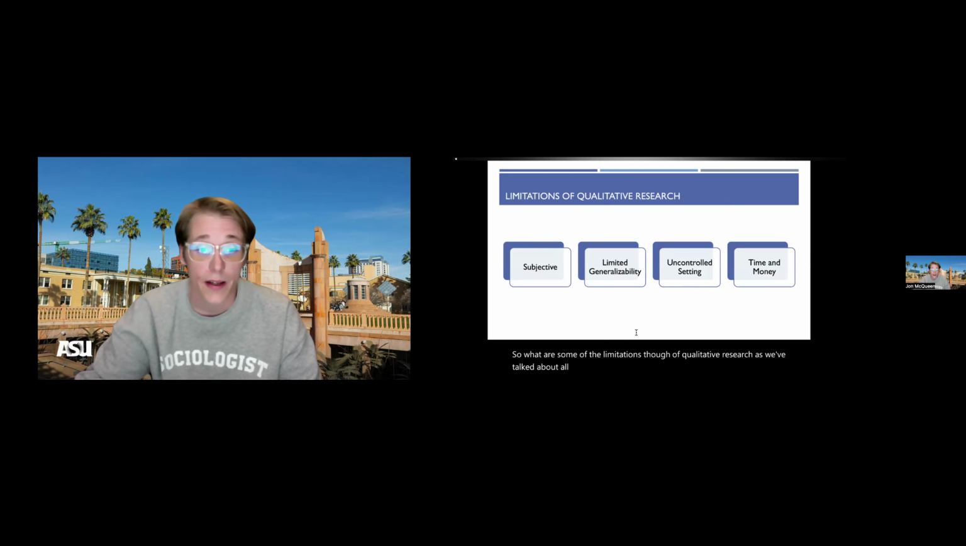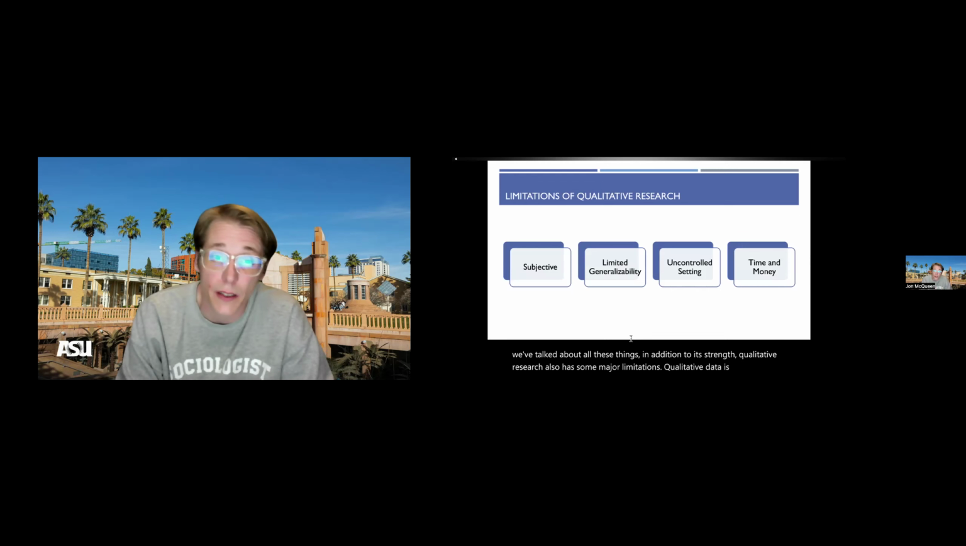In addition to its strengths, qualitative research also has some major limitations. Qualitative data is subjective, right? We're hearing the stories of people within the community, and they are the experts in that moment, but how are we interpreting? What are we seeing, and do our biases overstand it? Since researchers create codes and analyze the data to decide on what themes are important, it makes the interpretation of the data more subjective than quantitative research. For this reason, it's really difficult to replicate qualitative research, and you can see why.